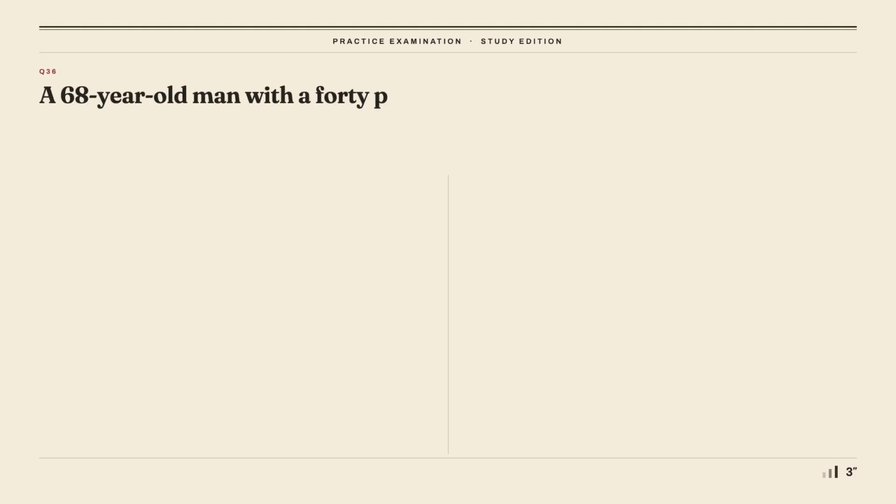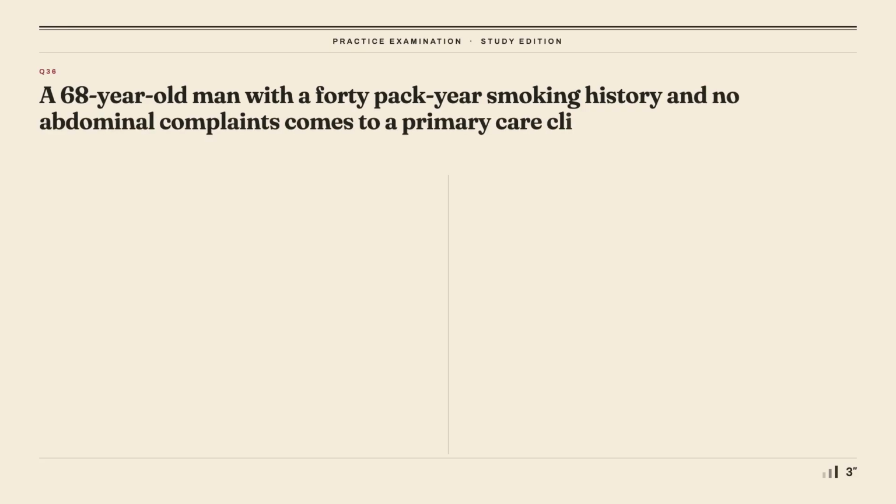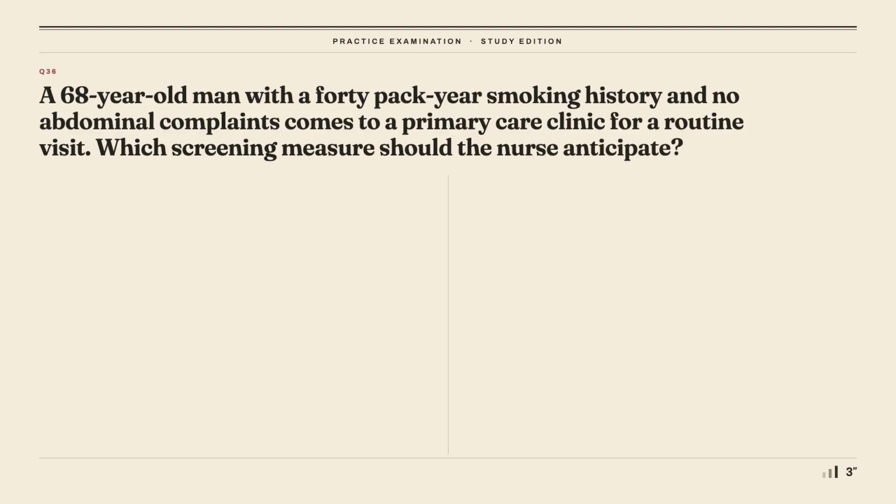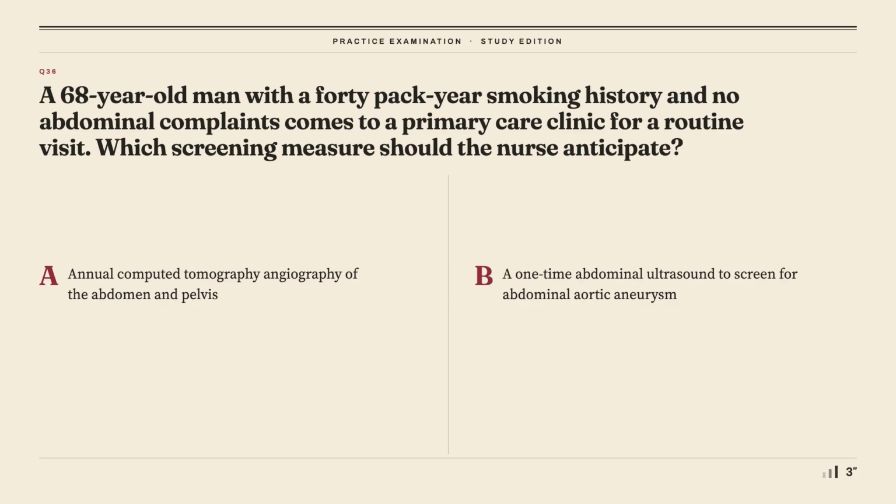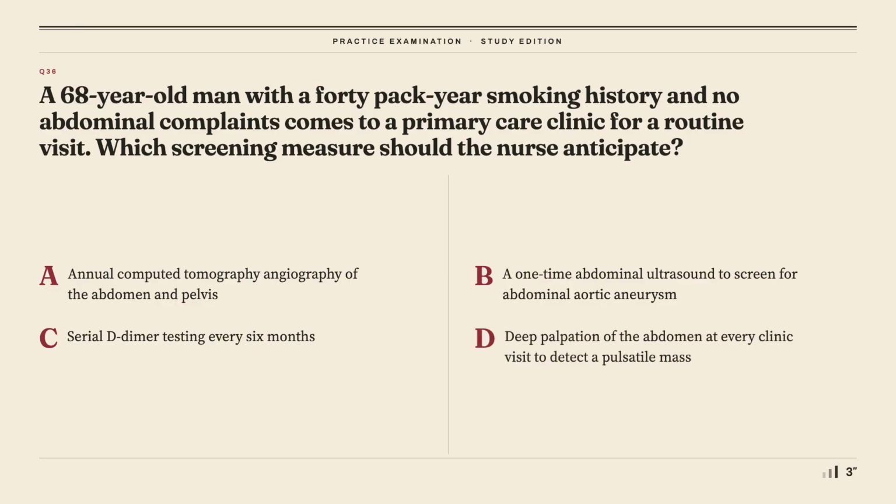Question 36. A 68-year-old man with a 40-pack-year smoking history and no abdominal complaints comes to a primary care clinic for a routine visit. Which screening measure should the nurse anticipate? Your options are A. An annual computed tomography angiography of the abdomen and pelvis. B. A one-time abdominal ultrasound to screen for abdominal aortic aneurysm. C. Serial D-dimer testing every 6 months. D. Deep palpation of the abdomen at every clinic visit to detect a pulsatile mass. What's your answer? Commit to one before I continue.